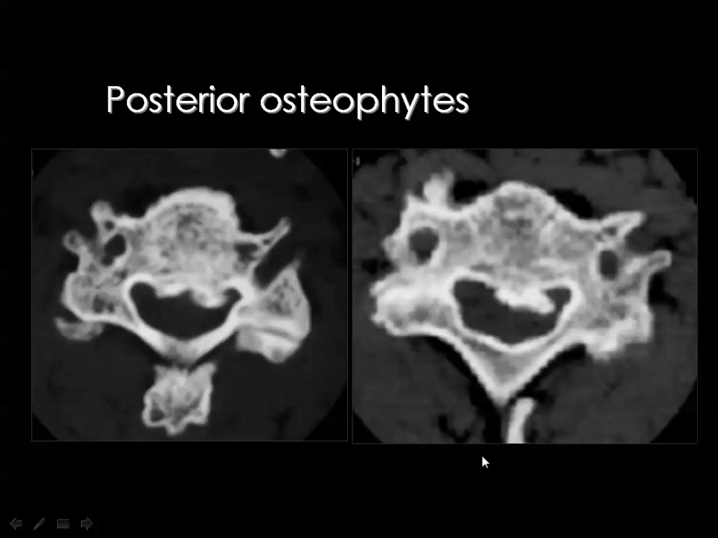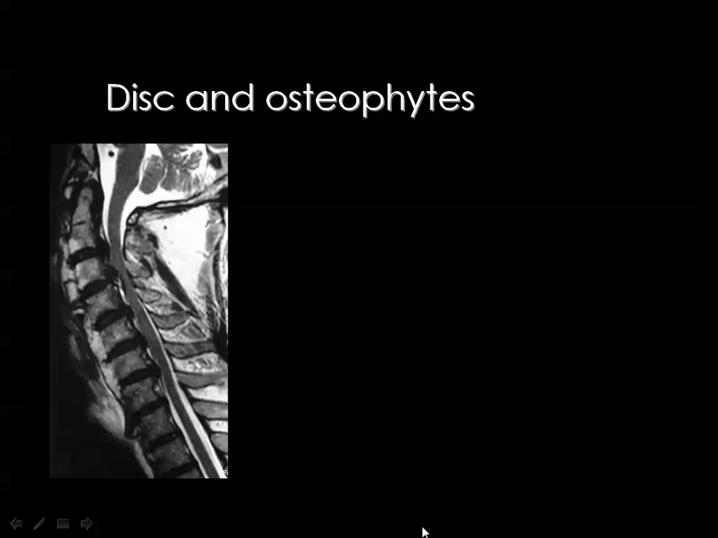And this is the CT scan of the cervical spine showing posterolateral osteophytes encroaching on the spinal canal, with the big osteophyte encroaching on the spinal canal as well. Then how can you predict the presence of osteophytes by MRI?